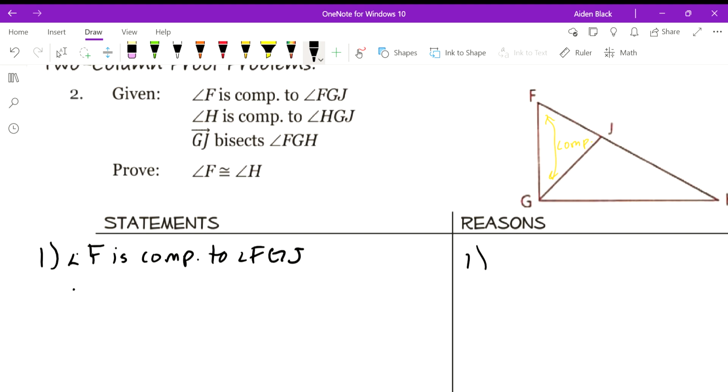Then we also know that angle H is complementary to angle HGJ. So those are these angles here. This is just how I'm notating these so we can get an idea of what's going on here.